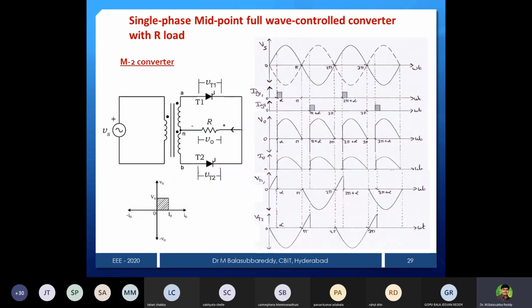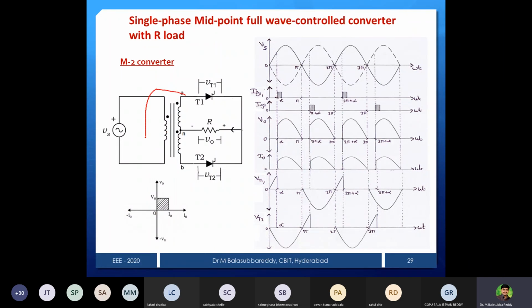Now the next one is the full wave rectifier or fully controlled rectifier. You just remember the classification. The first one is half wave, the second one is full wave. In a full wave, we have the midpoint and the bridge type. The midpoint we will see now, then next class we will see the bridge type. In the midpoint, we can see the same thing. What we use here is a transformer. So that is the difference between the midpoint and the bridge type.